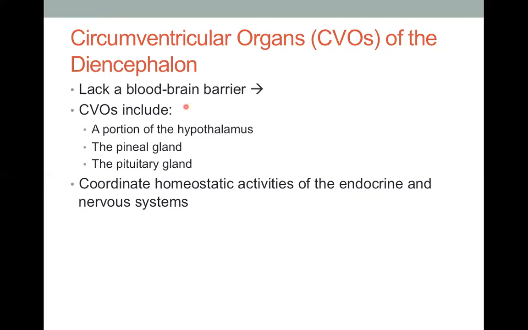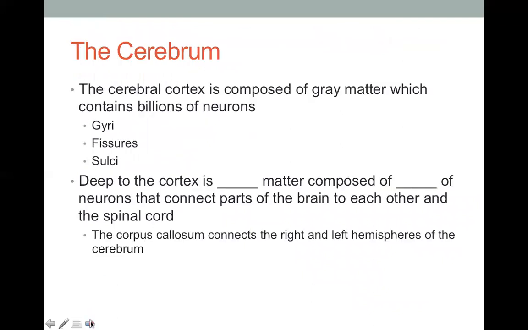You'll have another table that also summarizes the diencephalon in your book. All right, the cerebrum. Within our cerebrum, we have gray matter that has billions of neurons, and it's 2 to 4 millimeters thick. And then it will have gyri, fissures, and sulci in it.